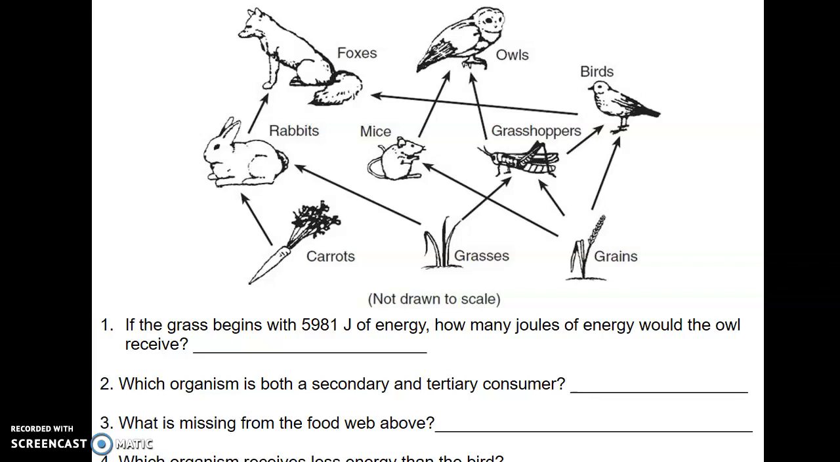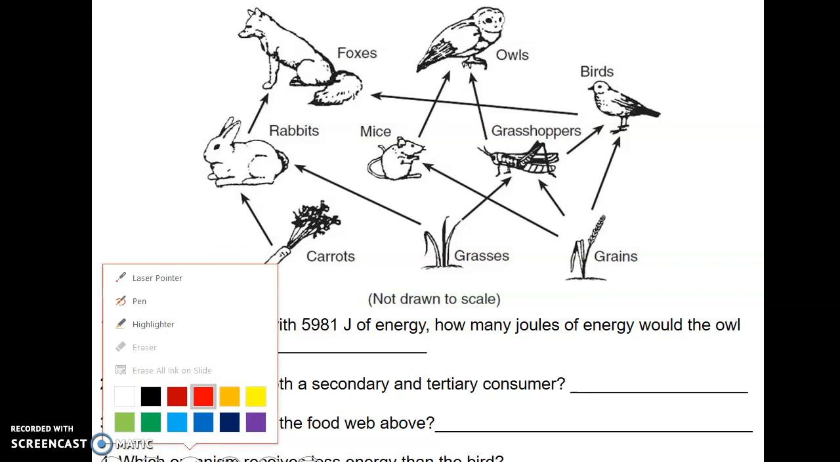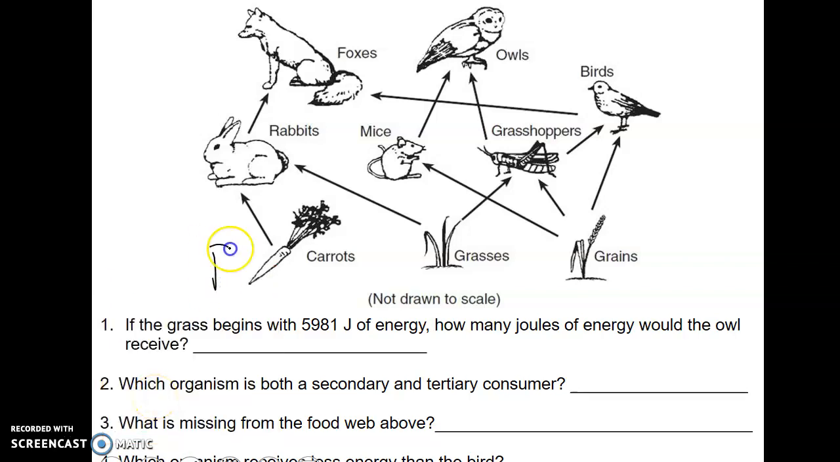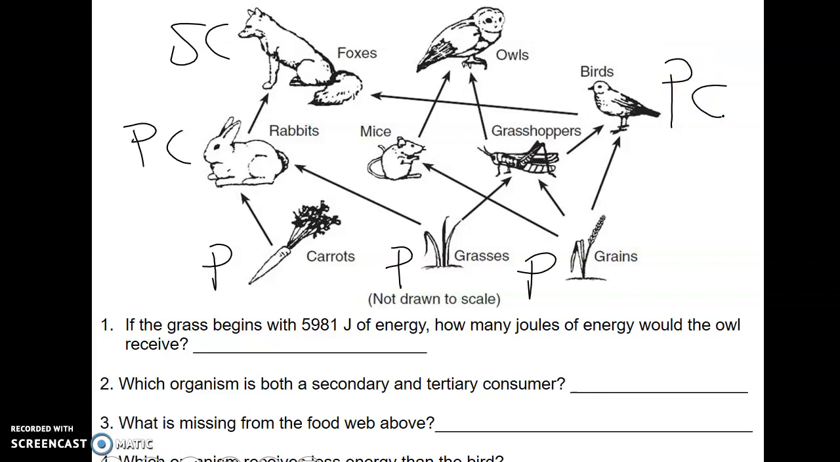So here we've got our producers, right? At the bottom, we've got our producers. Then we've got our primary consumers, secondary consumers. Producer, primary consumer, secondary consumer. Producer, primary consumer, still a secondary consumer for the fox. Producer grains, grasshopper is going to be the primary consumer, and the owls are going to be the secondary consumer. Again, going back to the grains, the grain is the producer, the mice are going to be your primary consumer, and the owl again will be the secondary consumer.